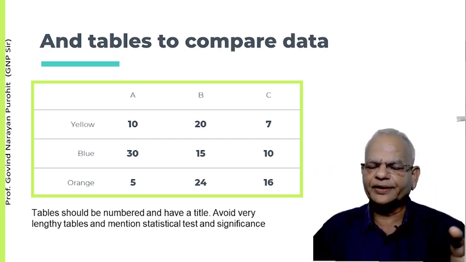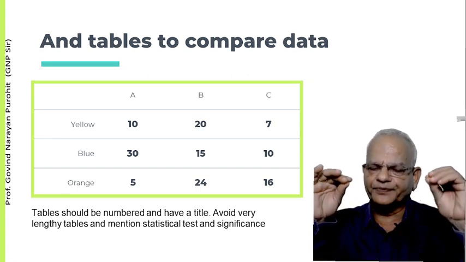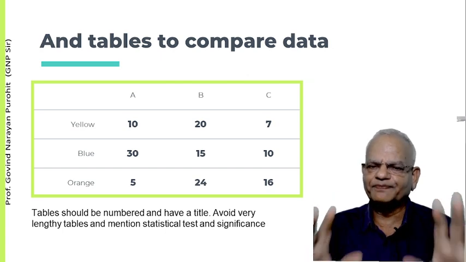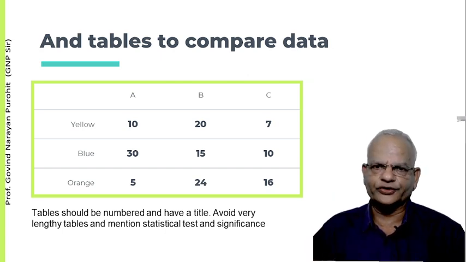A table should be numbered and have a title. The title should not be too long, and the statistical test should be mentioned. Mention the level of significance also, right?